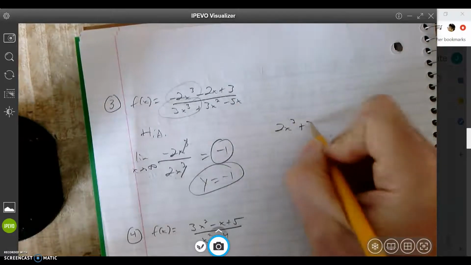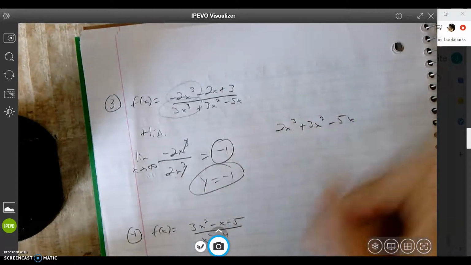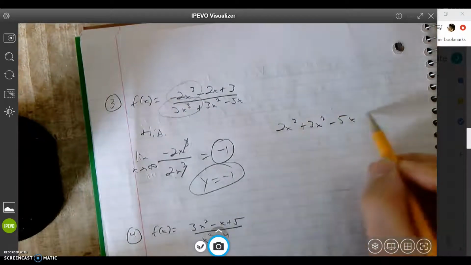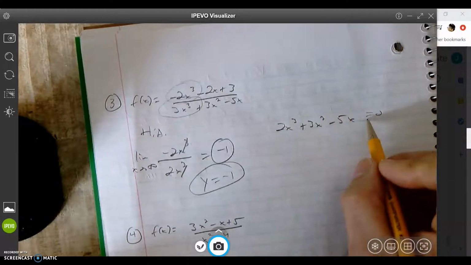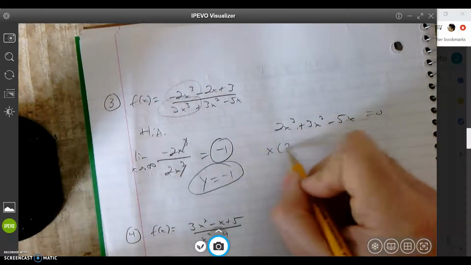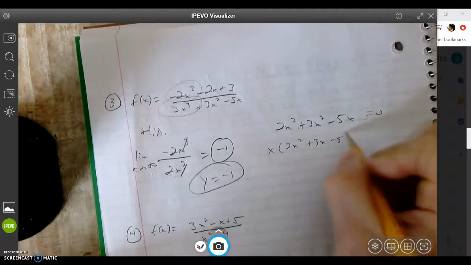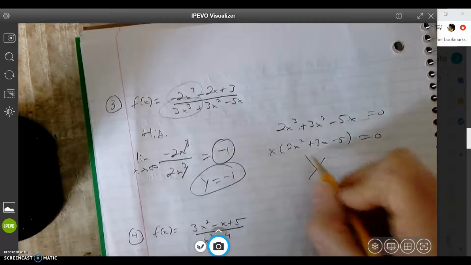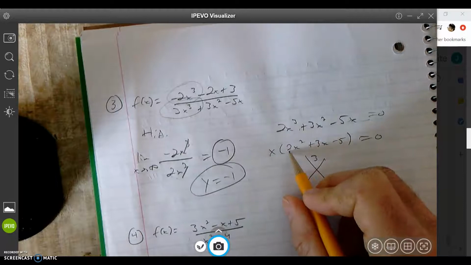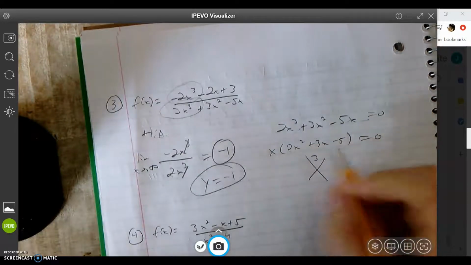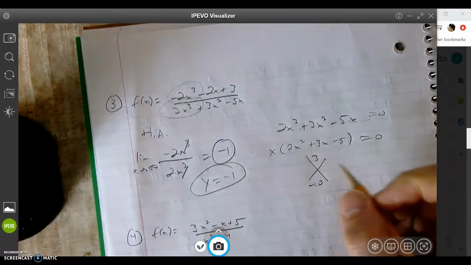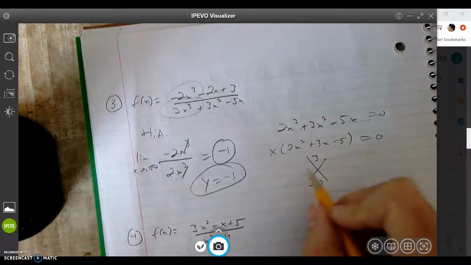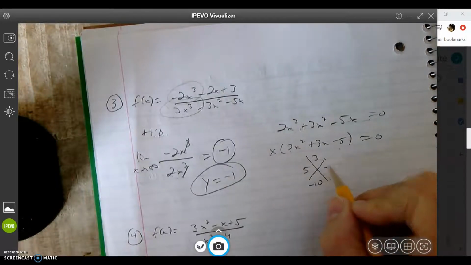Cool. All right, vertical asymptote. 2x to the third plus 3x squared minus 5x. Okay. So I've got to set this equal to 0. So what am I going to do? I'm going to factor out an x. 2x squared plus 3x minus 5 equals 0. Can I factor this? Let's see. 3 on the top. Since a is bigger than 1, I've got to multiply 2 times negative 5, which is negative 10. And I'm going to get, this is 5 and what, negative 2?